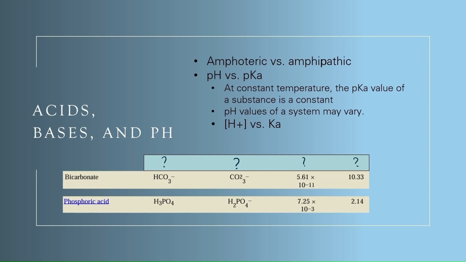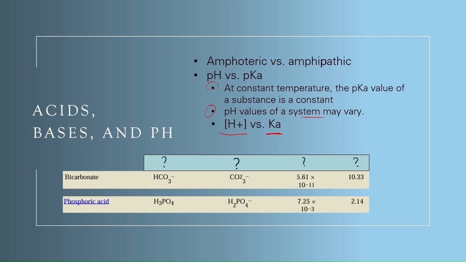Then you have pH versus pKa. So both of them give you an idea of the acidity of something, right? So what is that going to be? What's the difference? So these are two statements I took straight out of the textbook. One says at constant temperature, the pKa value of a substance is a constant. Second point says pH values of a system may vary. And pH versus pKa, basically, if you compare their equations, you're just going to end up with the difference between H plus concentration and Ka. So what is that difference?